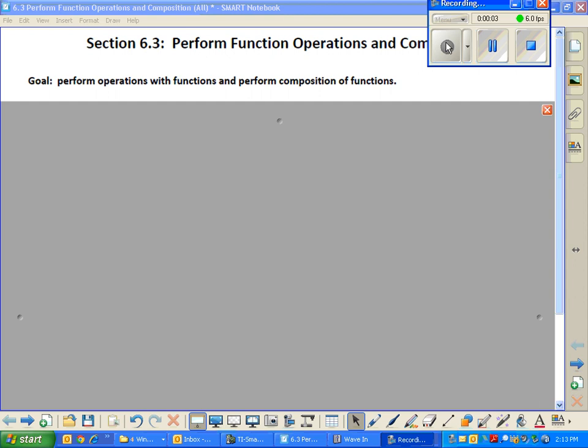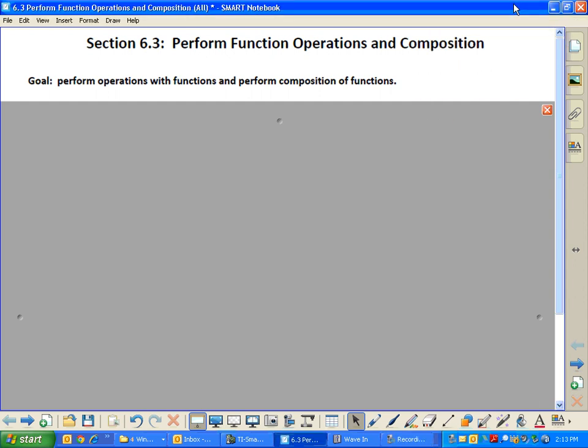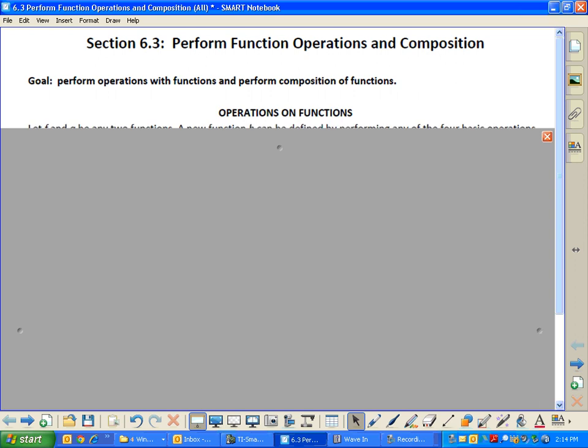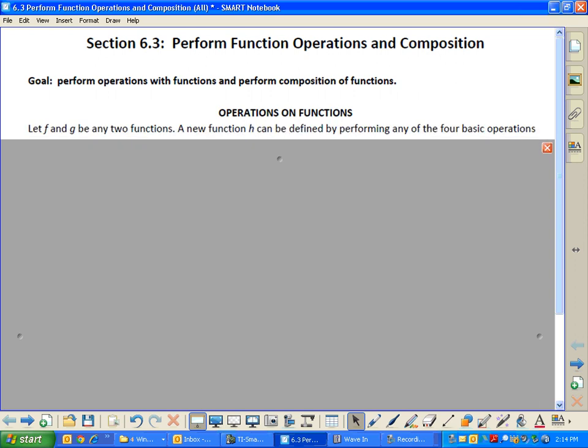So welcome to section 6.3. In this section, we're going to talk about performing operations with functions and function composition. Our goal is to just be able to do these two things. To start off, operations with functions. Operations, pretty simple. We're going to add them, subtract them, multiply them, and then we're going to divide them.